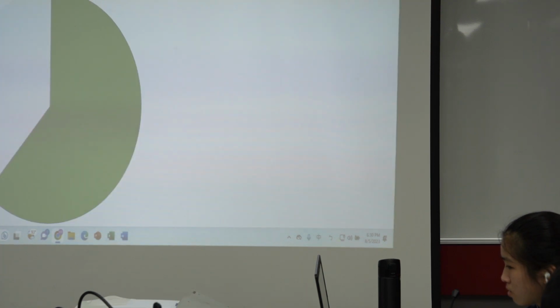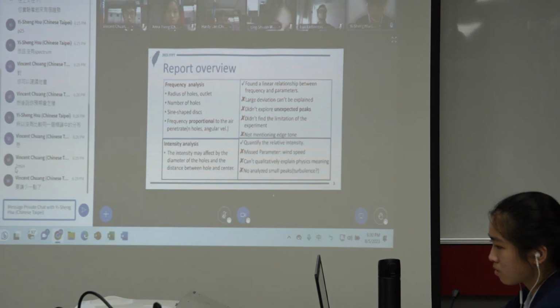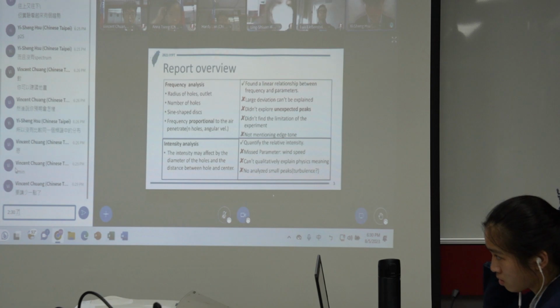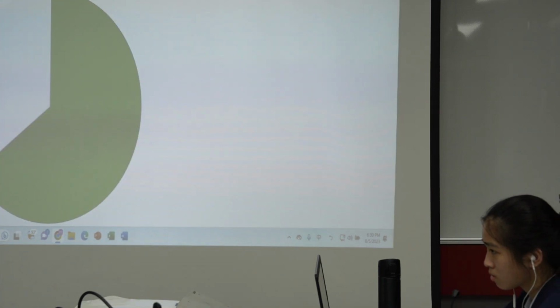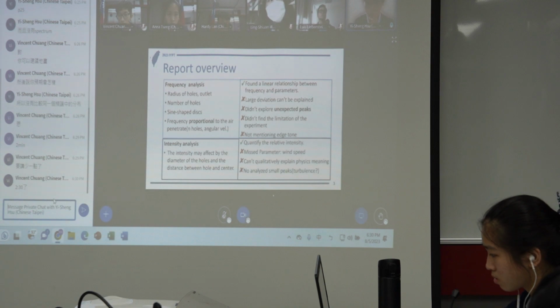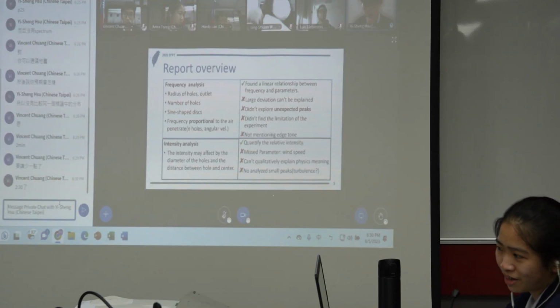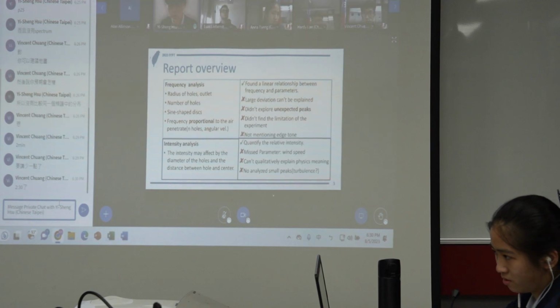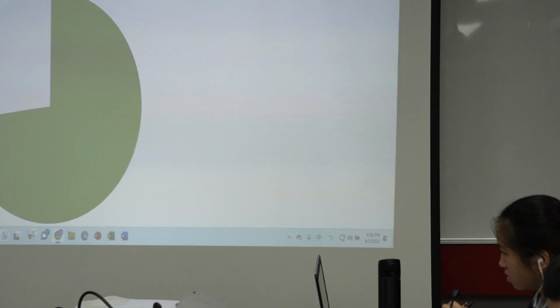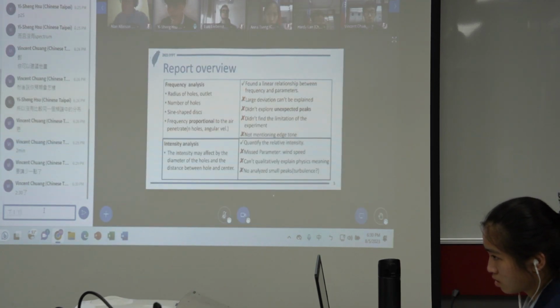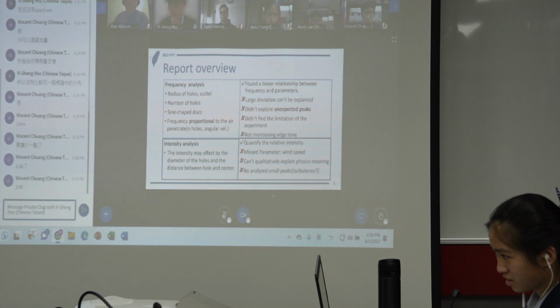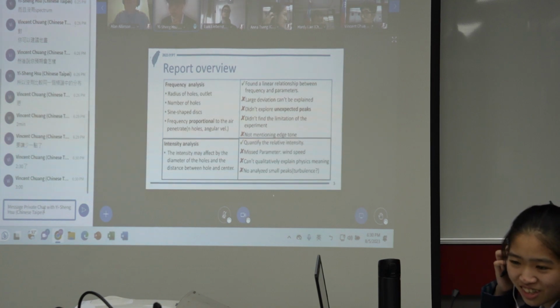And for the characteristic frequency analysis, using different radii of the holes and numbers of holes in his experiment, he also showed a very interesting case, which is a sine-shaped disc. And the frequency level is proportional to the air penetrated, which is related to the number of holes and also the angular velocity. I think the reporter has found a linear relationship between frequencies, but it has some large deviation that he expected, and he only considered the 3 harmonics. I believe there will be more, and he also didn't explore the unexpected peaks in some of the spectra, and didn't find the limitation of the experiment, and also no mention of the H-tone, which is the sound that comes from the air going through a hole.